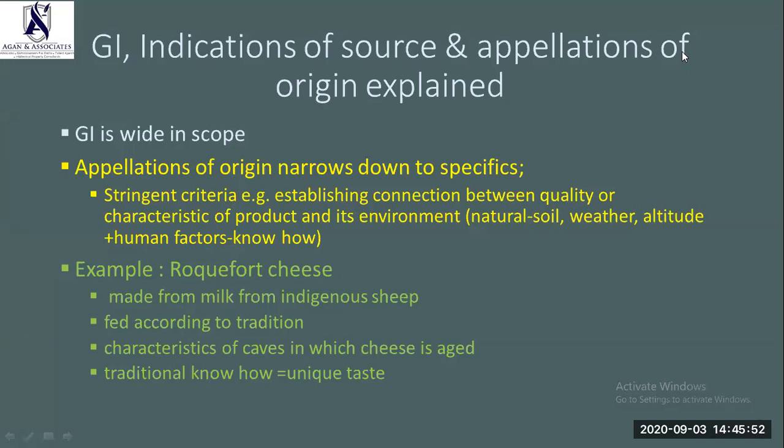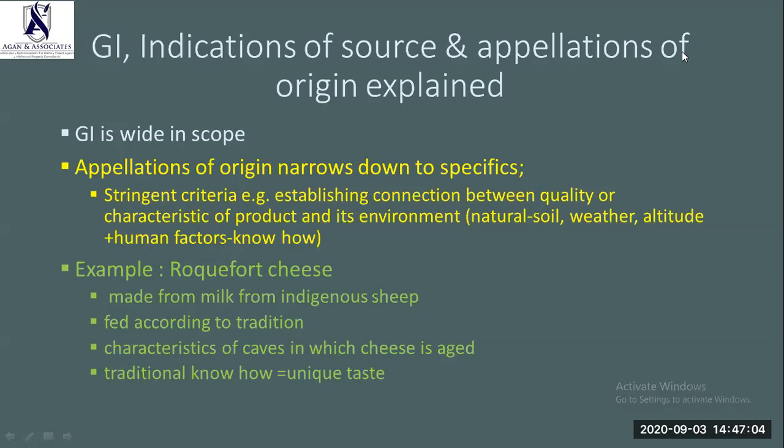An example given here, I believe the same example in the module, is the Roquefort cheese. Now, this particular cheese, I haven't made it myself, but to lovers of cheese, it comes with a distinct taste. How does it get that distinct taste? One, it is made from milk from indigenous sheep. Underline indigenous, meaning it is not thoroughbred or hybrid, it is indigenous sheep. Number two, fed according to the traditions of the people that come from that area.